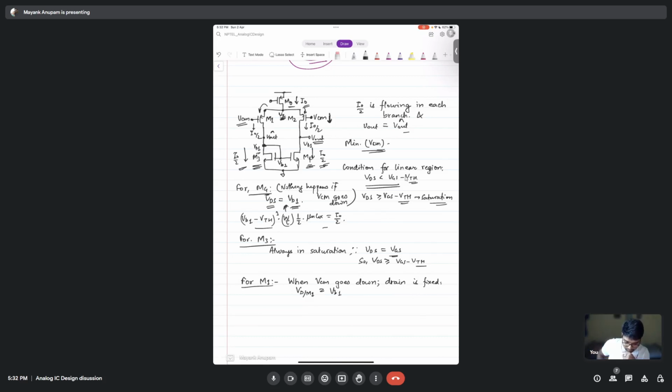VX also doesn't change, sir. Okay, so let's ask this question here. What is the current through M1 dependent upon? What is the relation? What is the equation for that? Current through M1.